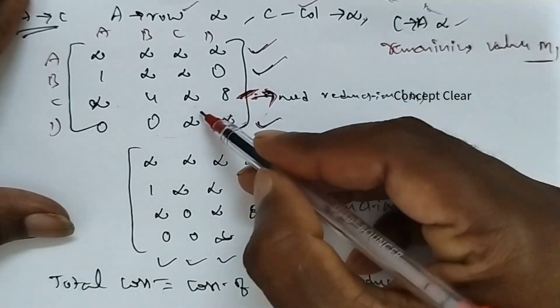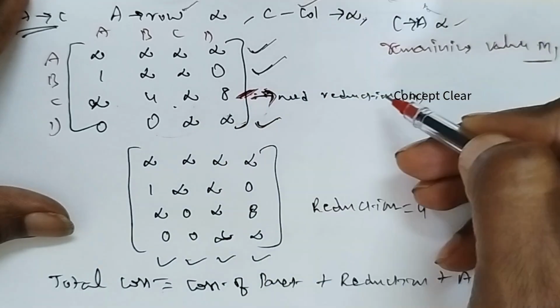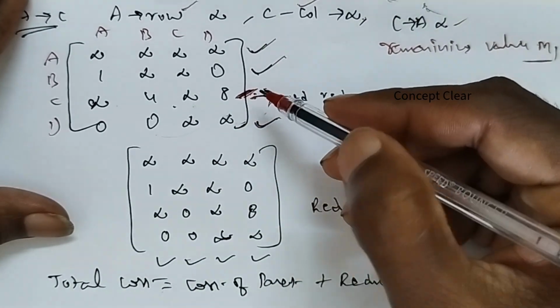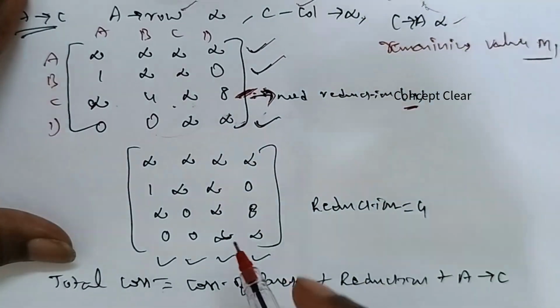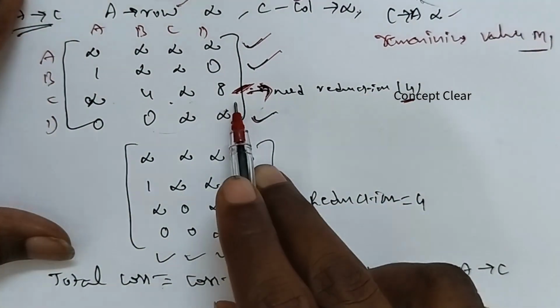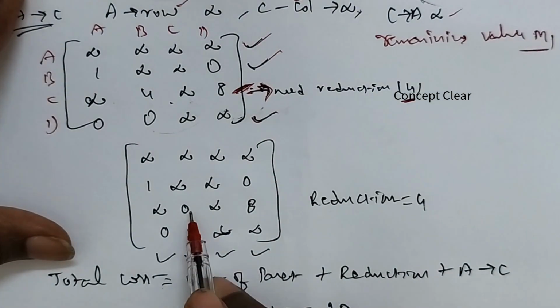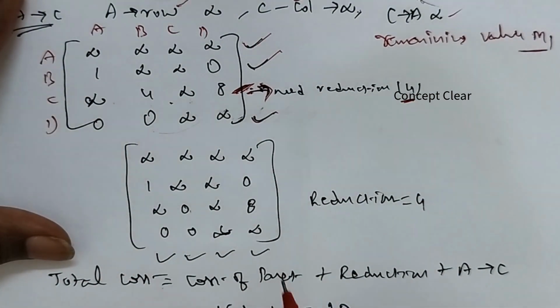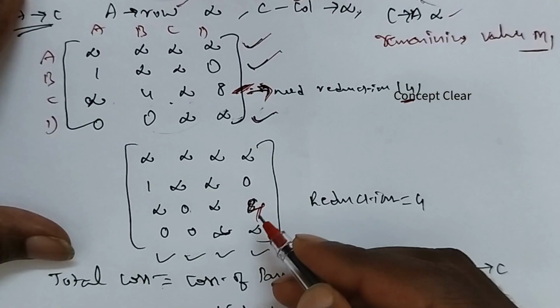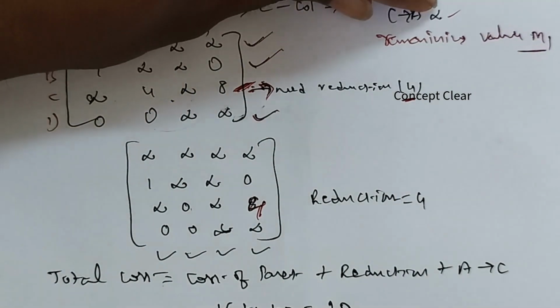Okay, what is the least value to perform the reduction? The least value is 4. With 4, we have to do the reduction. After reduction, in the place of 4 and 8, we are getting 4 minus 4, which is 0, and 4.